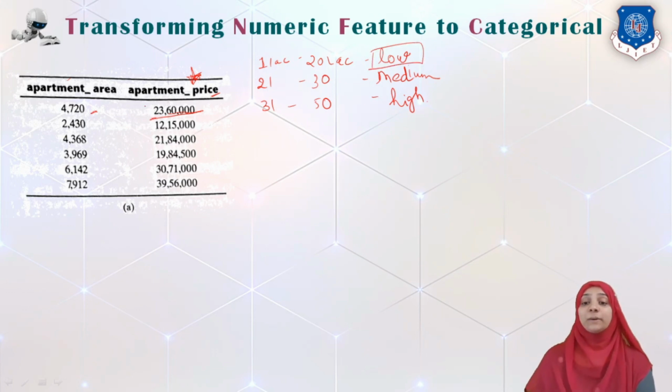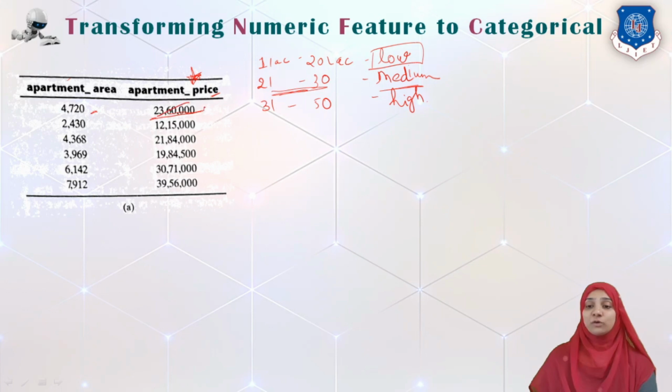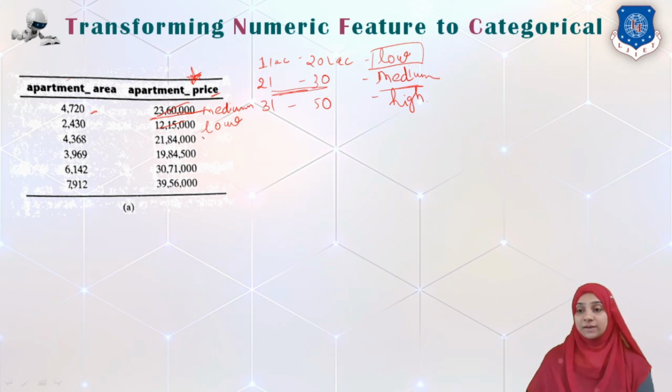Say for example, the price of an apartment is 23 lakhs and 60,000. So 23 lakh and 60,000 fits in the second bin, and the title of the second bin is medium. So we will remove this value and write down that medium is the price of the apartment. Likewise, for the second row, we have 12 lakhs and 15,000, so the value will be low. Here it will be again medium. Here we will have low. We will have high because 30 lakh 71,000 is falling in the high range, and 39,000 is also high.